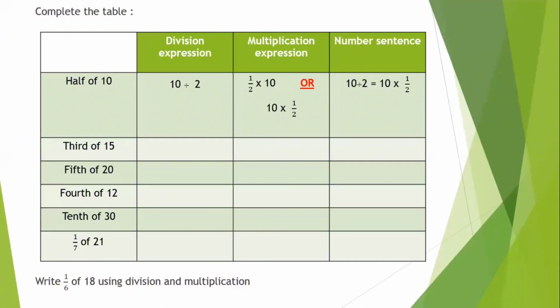How can I write 1/6 of 18 using the division and multiplication expression? To use the division expression, it's 18 divided by 6. To use the multiplication expression, it will be 1 over 6 times by 18.